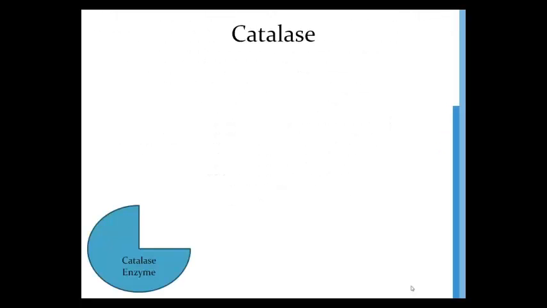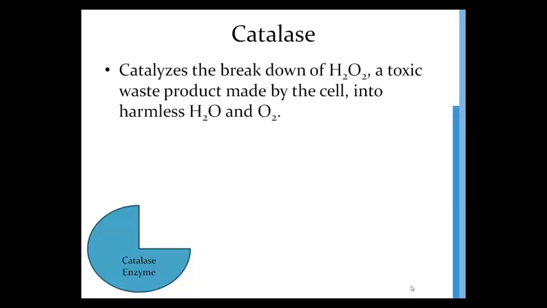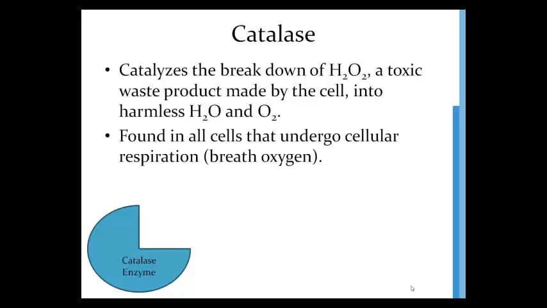So first enzyme that we're going to talk about is catalase. Catalase catalyzes the breakdown of H2O2, hydrogen peroxide, which is a toxic waste product made by the cell, into harmless water and oxygen. This is found in all cells that go through cellular respiration, aka breathe oxygen. So if this is my catalase enzyme, it's going to fit with hydrogen peroxide. Whenever it does that, it breaks down the hydrogen peroxide into water and oxygen.